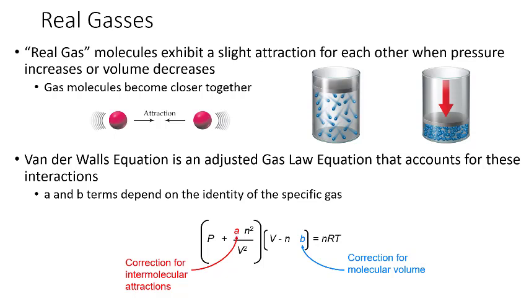And our volume term is corrected by n times B, where n again is our number of moles, and B is another sort of fudge factor that corrects for molecular volume. And so this B term again is specific for each individual type of gas. So you won't have to memorize this equation, it would be given to you.